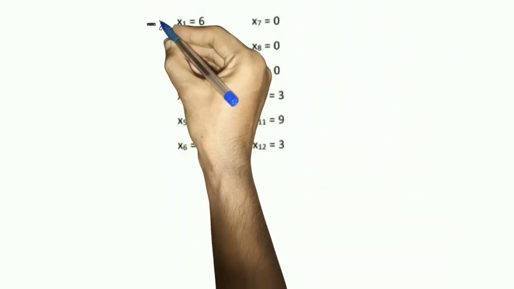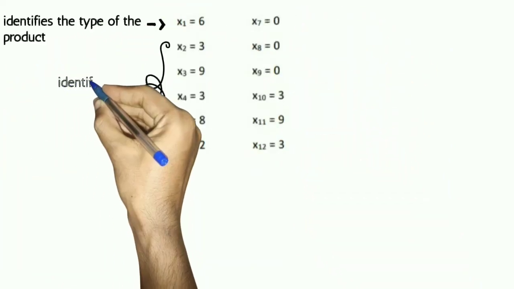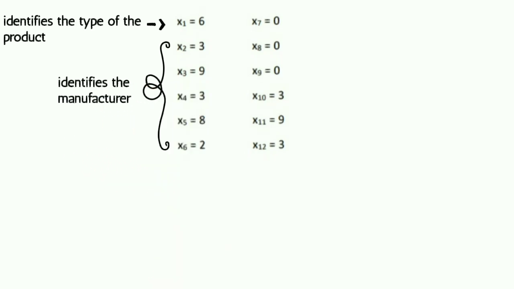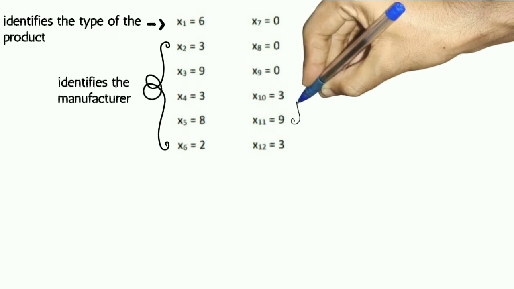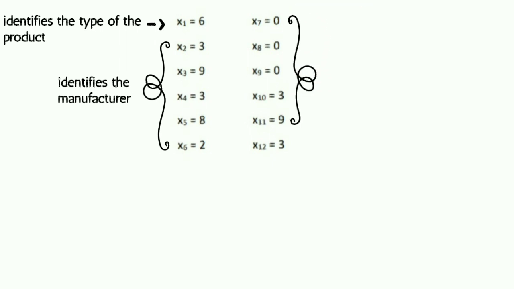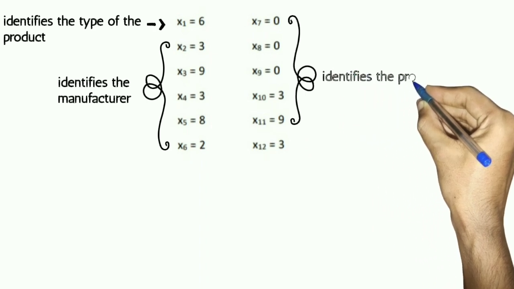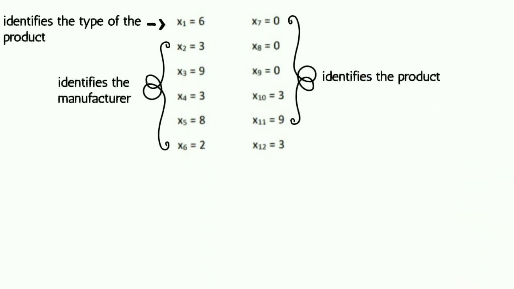The next set, containing 5 digits, identifies the manufacturer. Yung next set containing 5 digits na tinutukoy dito ay yung x sub 2, x sub 3, x sub 4, x sub 5, and x sub 6. The succeeding set with 5 digits identifies the product. Yung succeeding set with 5 digits na tinutukoy ay yung x sub 7, x sub 8, x sub 9, x sub 10, and x sub 11.